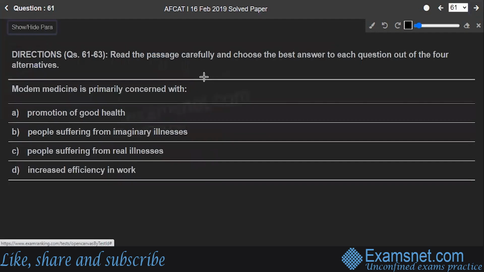Let's move to the next question, number 61. So over here, from question 61 to 63, you have these instructions. Read the passage carefully and choose the best answer to each question out of the four alternatives. Okay, let's read it. First one is modern medicine is primarily concerned with.